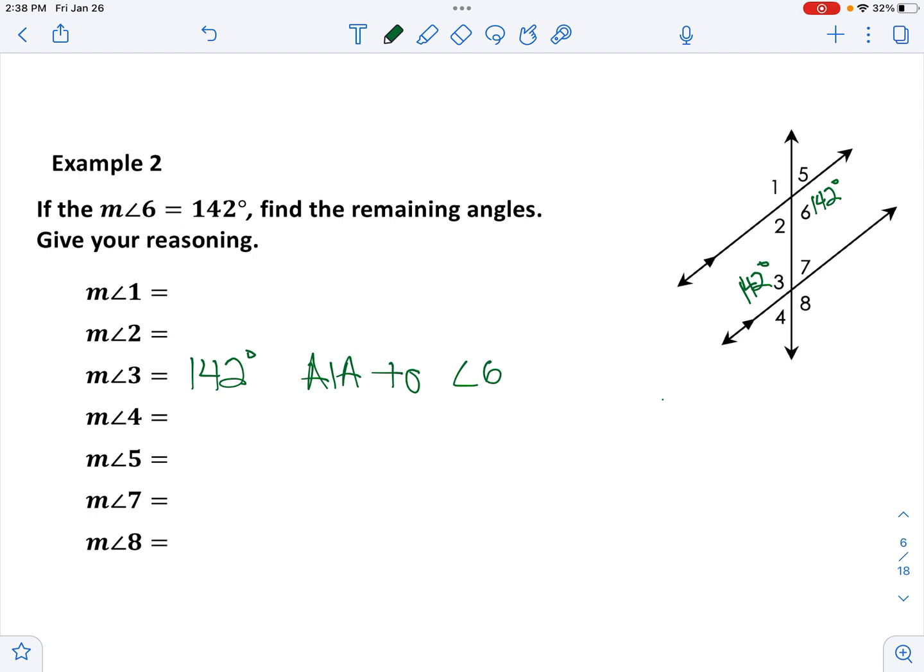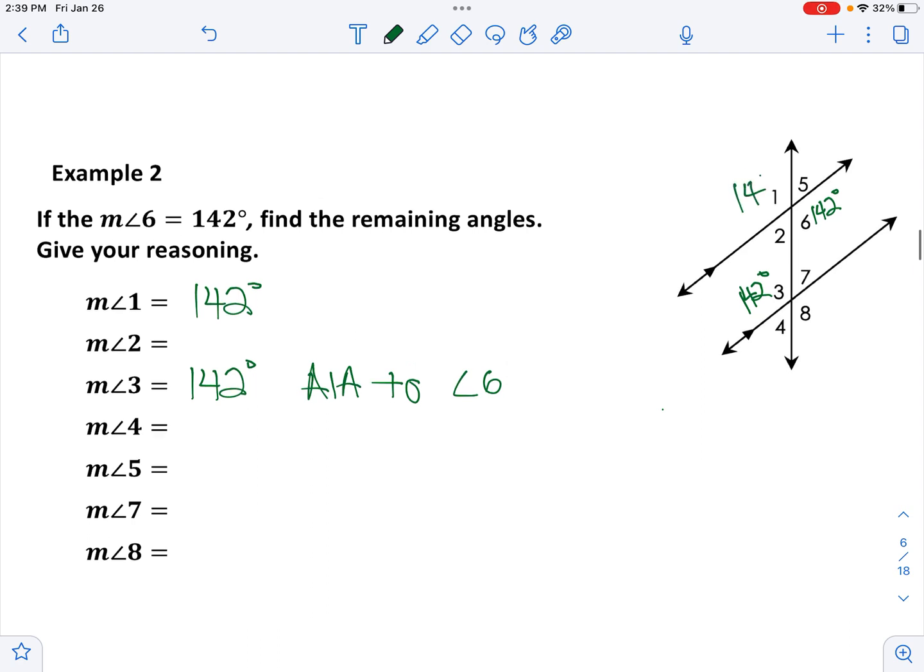You know that angle 1 is across from angle 6, so that's a vertical angle. So that's also 142 degrees because it's a vertical angle to angle 6. So I like to write it in there, 142. There we go.